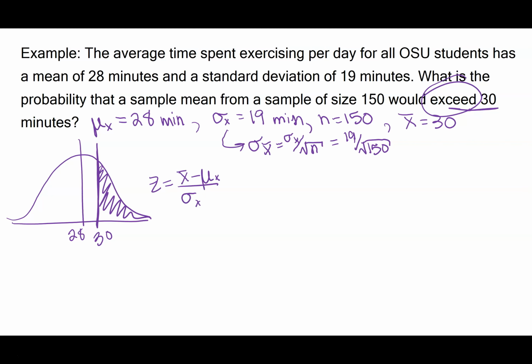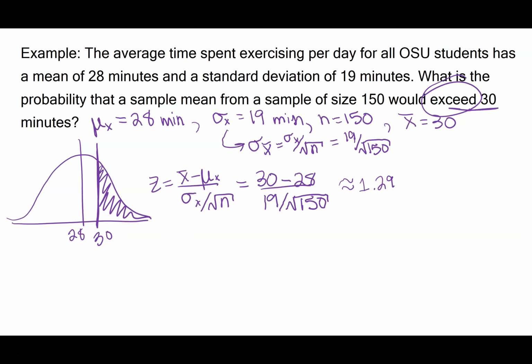So I want 30. 30 is above the average, so right off the bat I know that my z-score is going to be positive. It should be anyway. Minus 28 divided by 19 divided by the square root of 150. 150 is a nice good big sample size there. So I'm going to do some magic math here. Absolutely throw this in a calculator and check it. This is not math I do in my head, so do not feel bad if you cannot do this in your head. I cannot either.